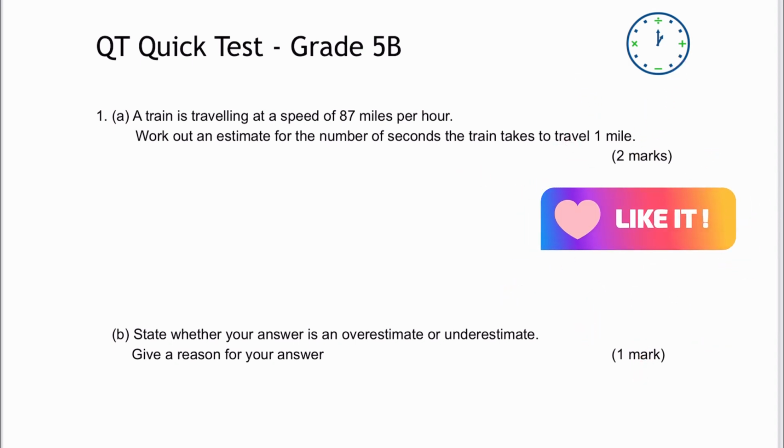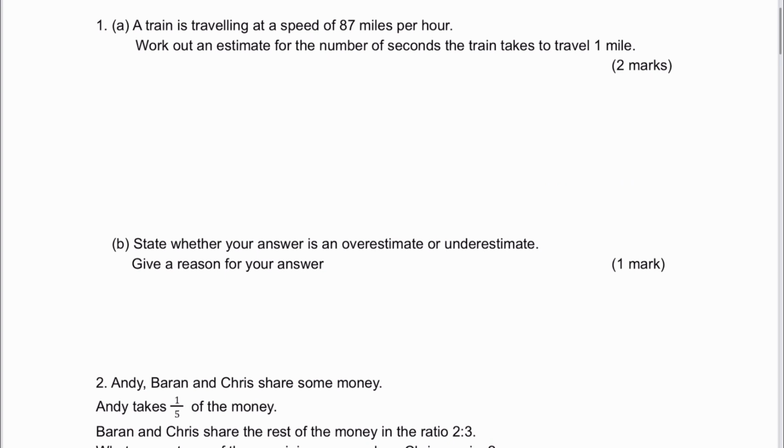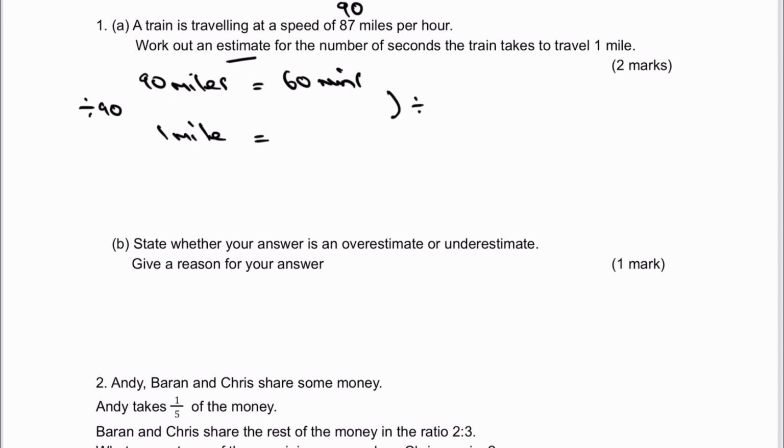Okay, so the first question is that the train is travelling at a speed of 87, and we're being asked to work out, importantly, an estimate. So therefore I'm going to say it's not 87, it's actually 90, and that's good enough for these sorts of calculations. I can say it's 90 miles. Now that's 90 miles an hour, so therefore that's going to be equal to 60 minutes. Okay, now we've been asked to work out the number of seconds the train takes to travel 1 mile. So if I divide this by 90, I'm going to get 1 mile, which is what I'm interested in. However, I have to divide the other side by 90 as well.